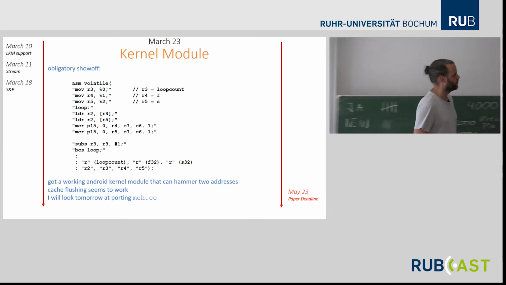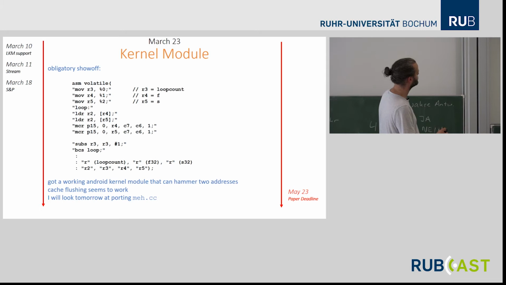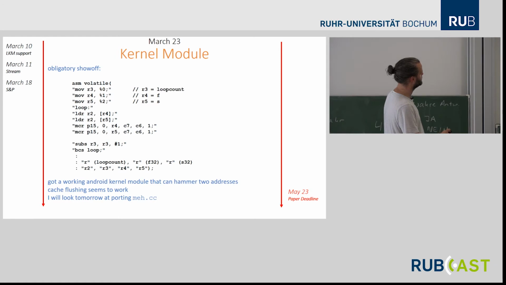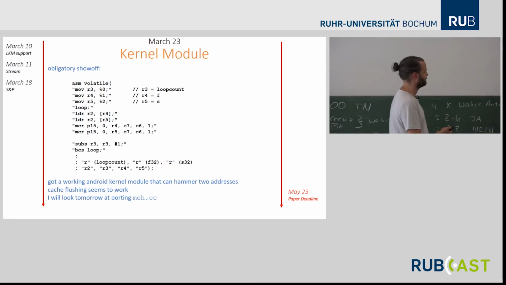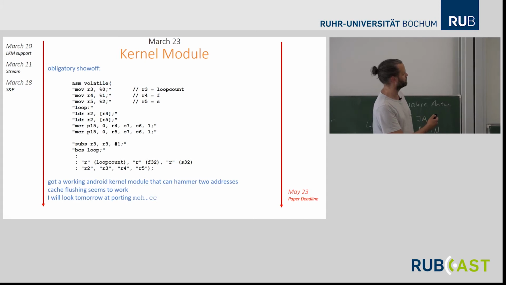I can quickly go over it, because it's not very hard. These are just variables, the two addresses that I'm going to read from, so the two aggressor rows. So loop, and then you read one address, you read another address, and then these instructions are used to flush these addresses from the cache. And then you subtract a number from the loop counter, and then you loop.